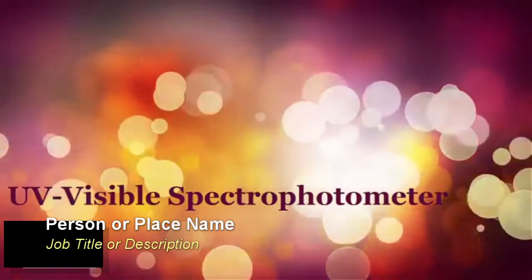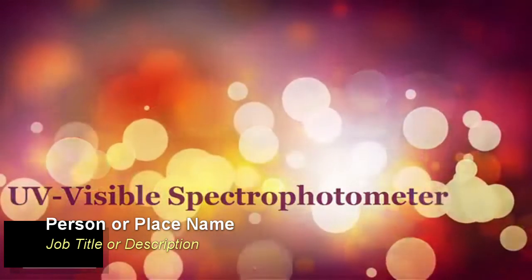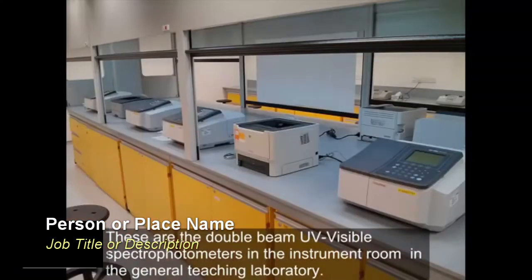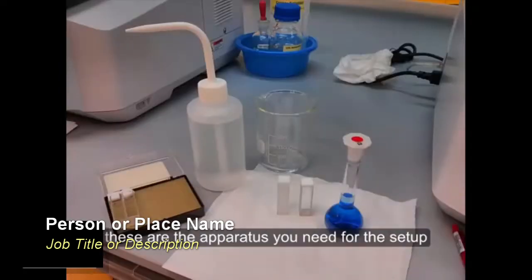This video will show you how to use a UV visible spectrophotometer. These are the double beam UV visible spectrophotometers in the instrument room in the general teaching laboratory. Take note that the on-off switch is at the right side of the spectrophotometer. Here are all the apparatus that you will need for this setup.